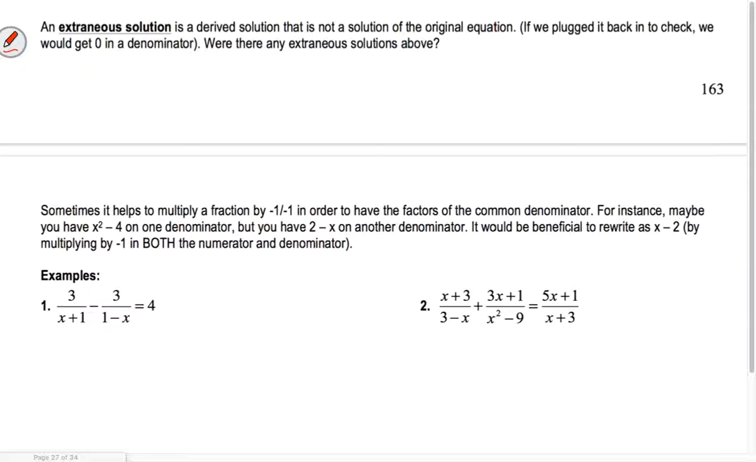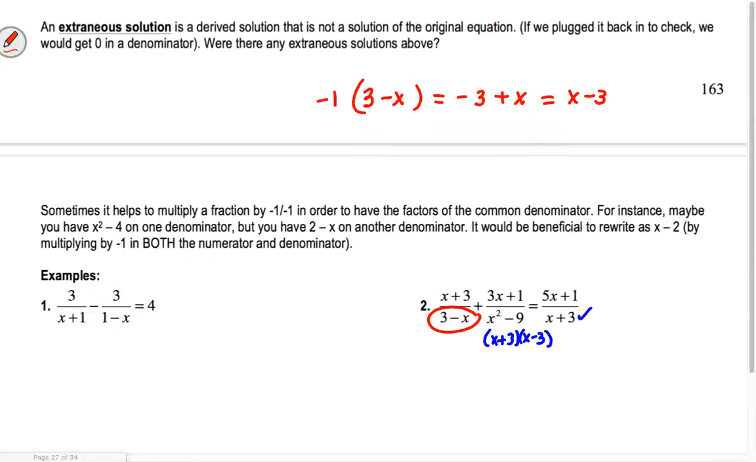So we notice that if we factor the x squared minus 9, it's x plus 3 times x minus 3. And so we have the x plus 3, that's good, but this is 3 minus x. It's not x minus 3. So basically we know that if we have 3 minus x and we multiply through by a negative 1, we get negative 3 plus x. Well, that's the same as x minus 3. That's what we want, right?